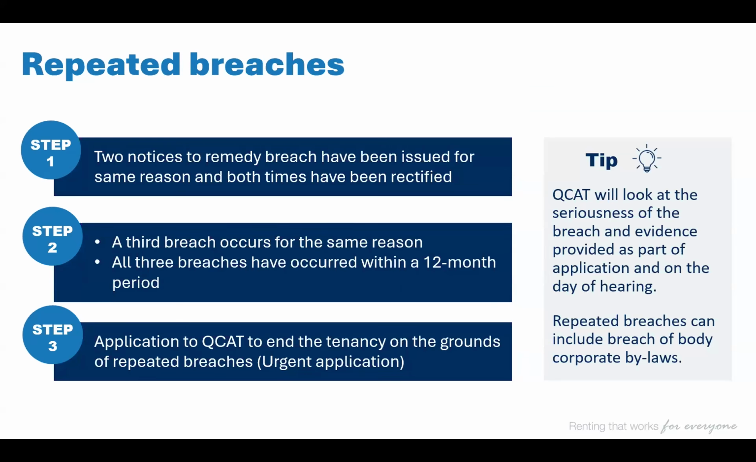As I mentioned on the previous slide, if a party is issued a breach notice and rectifies it, the tenancy continues. But what happens if the party repeatedly breaches the agreement? The Act provides for a repeated breach process. If two breaches have occurred for the same breach and rectified each time, on the third occasion it happens, a property manager or owner can apply to QCAT on the grounds of repeated breaches to end the tenancy, and this is an urgent application. Now, all three breaches must occur within a 12-month period and be for the same reason.